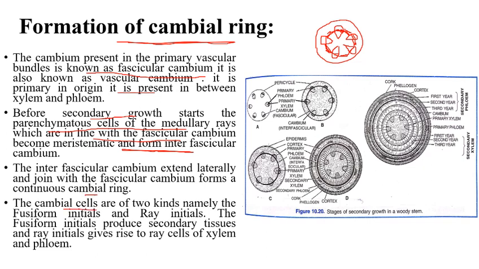The cambial cells are of two kinds, namely fusiform initial and ray initial. The fusiform initial produces secondary tissue. Ray initial gives rise to ray cells and xylem and phloem. So finally, the cambium ring is formed, which is your first step, formation of cambium ring. And I have shown you how this cambial ring is formed.